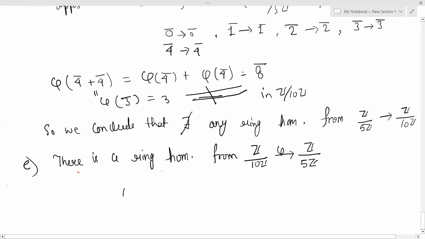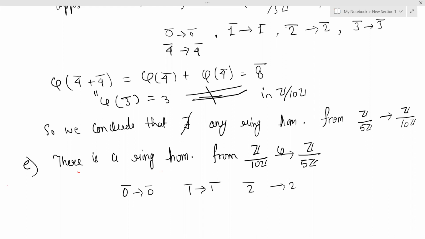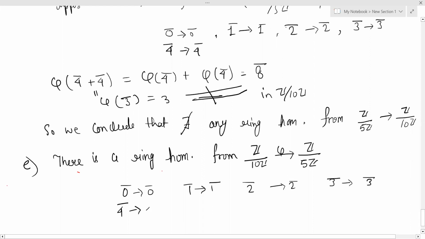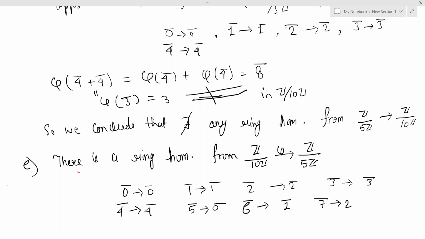So 0 bar goes to 0 bar. 1 bar goes to 1 bar. 2 bar goes to 2 bar. 3 bar goes to 3 bar. 4 bar goes to 4 bar. 5 bar goes to 0. 6 bar goes to 1 bar. 7 bar goes to 2 bar. 8 bar goes to 3 bar, and 9 bar goes to 4 bar.